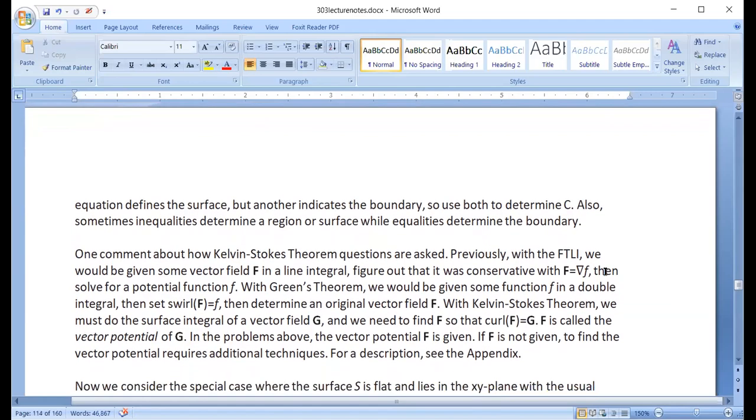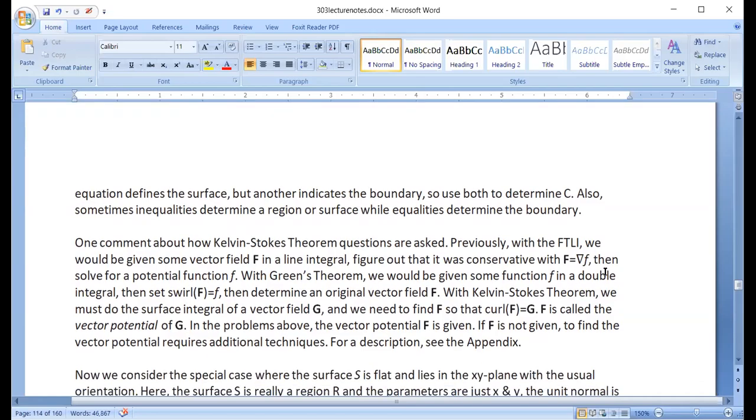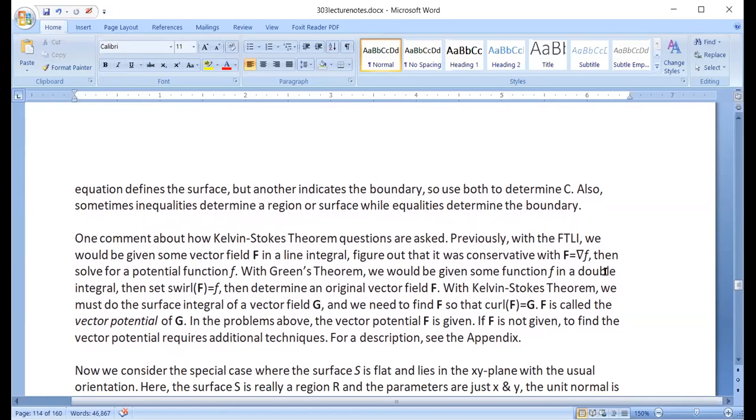Another comment I want to make about Kelvin-Stokes theorem. I want to think about the special case where S, instead of a surface that exists in three-dimensional XYZ space, is actually flat and lies in the XY plane.